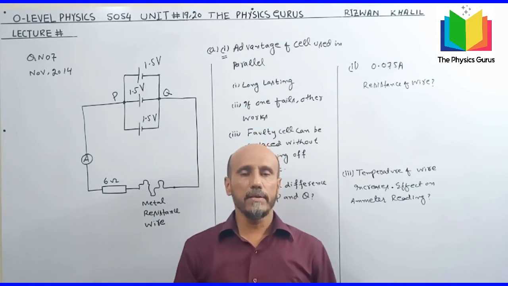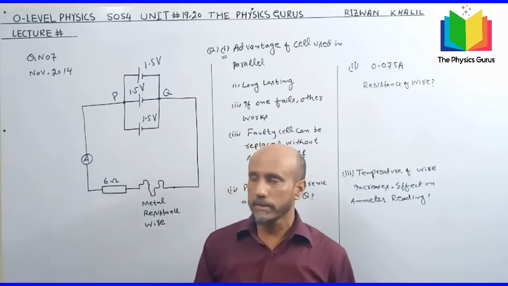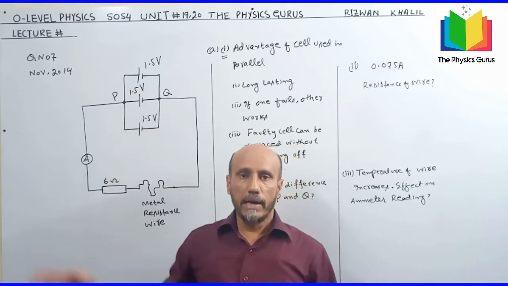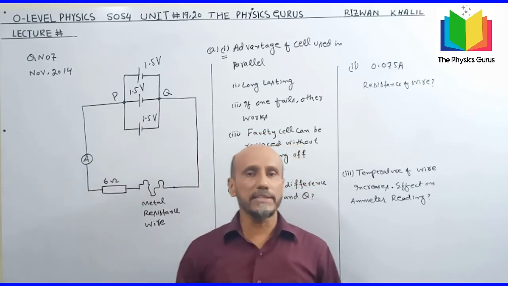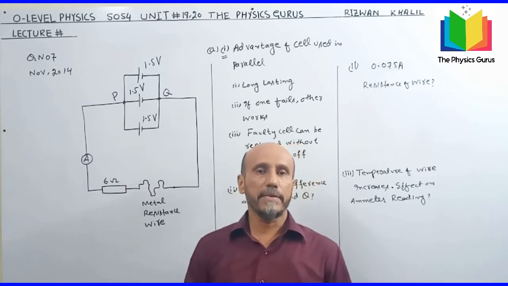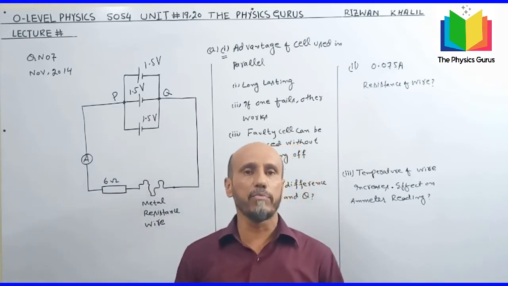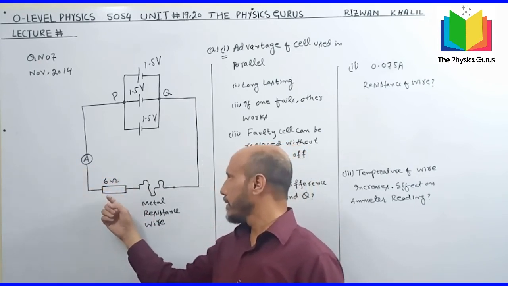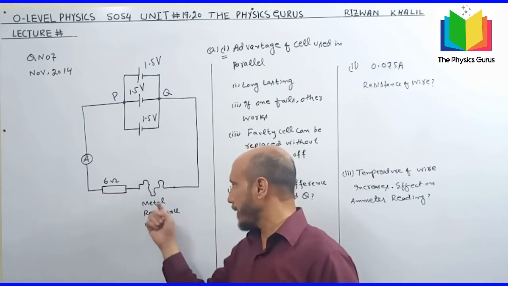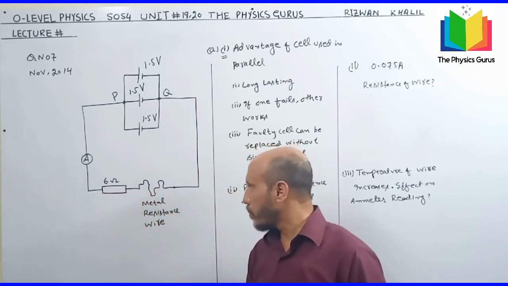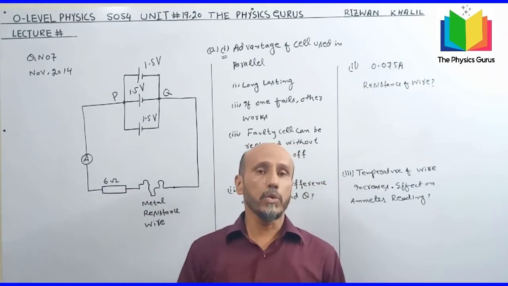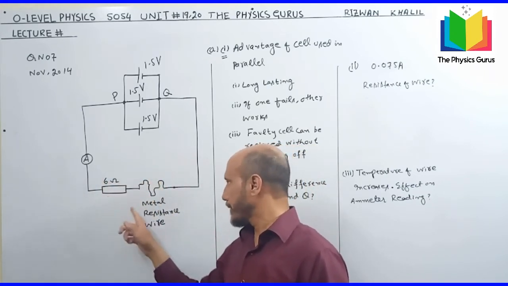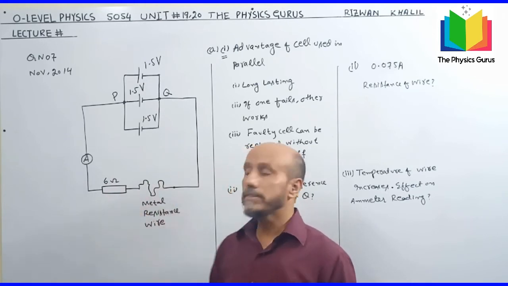Now we will consider another example from past papers, question number 7 of November 2014. A circuit diagram is given in which 3 cells are connected in parallel and each cell is 1.5 volt. An ammeter is connected along with a 6 ohm resistor as well as a metal resistance wire, and these two resistors, that is the 6 ohm and the metal resistor, are connected in series combination.